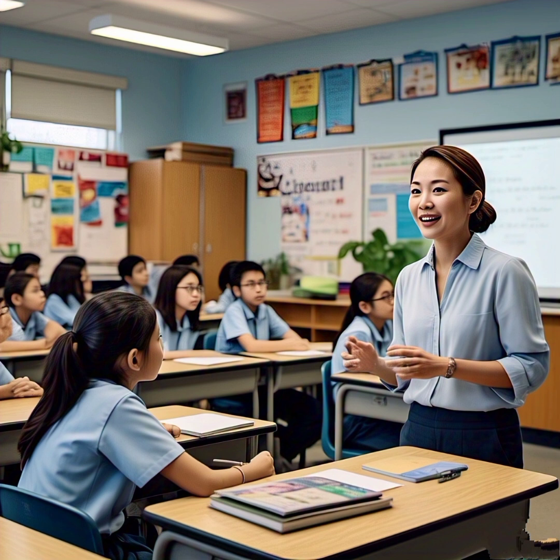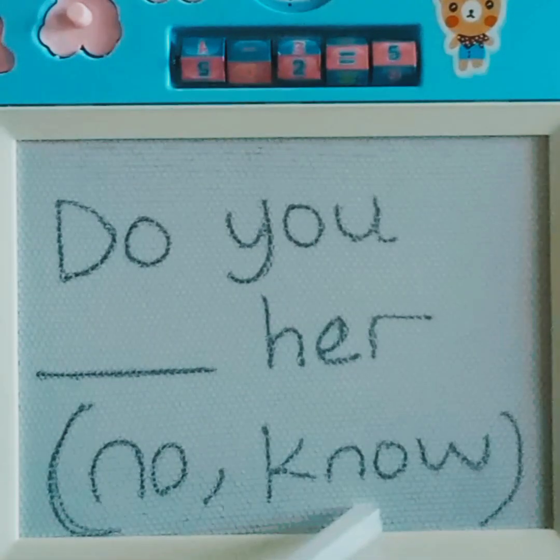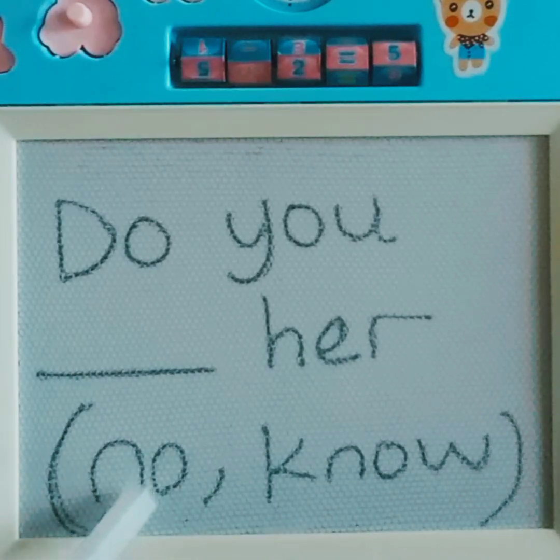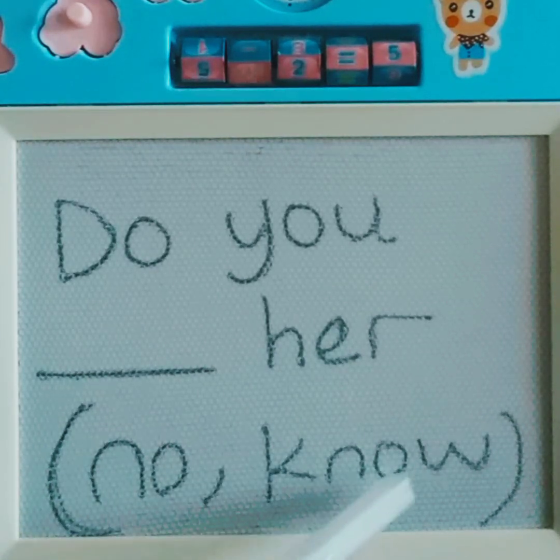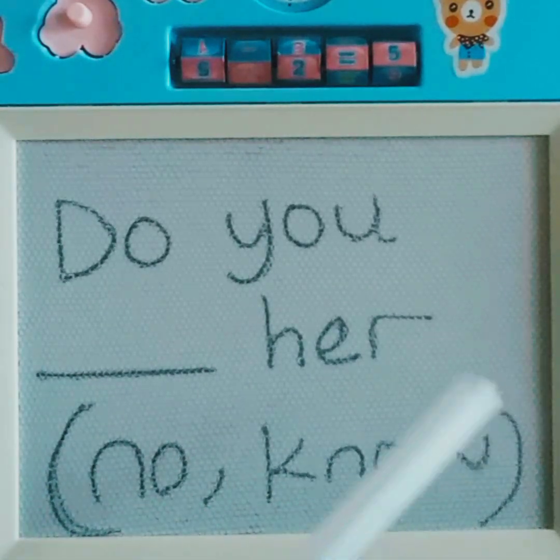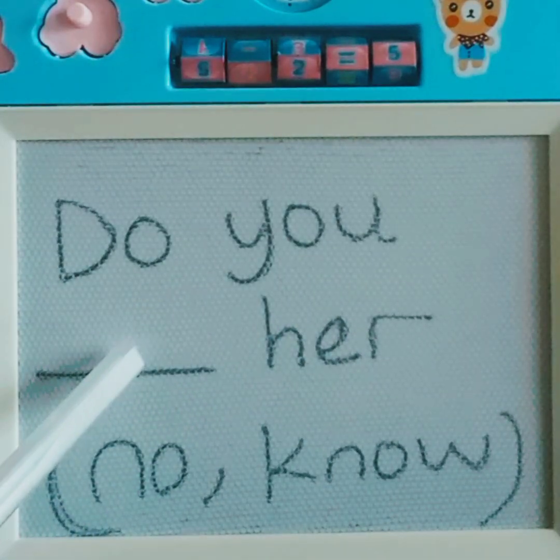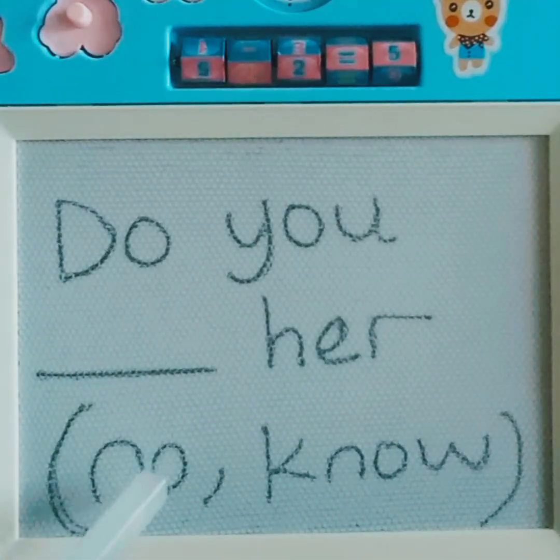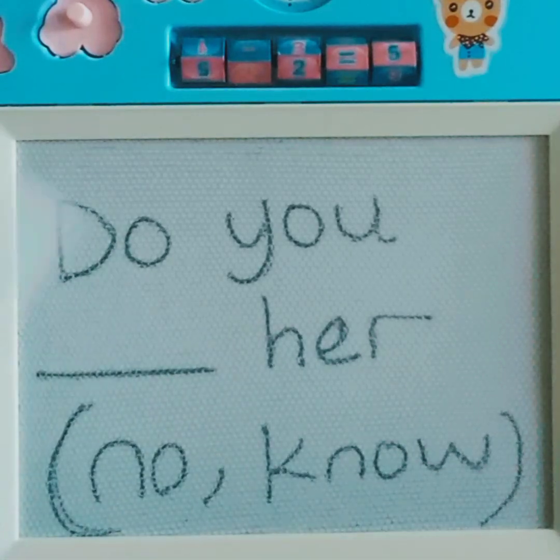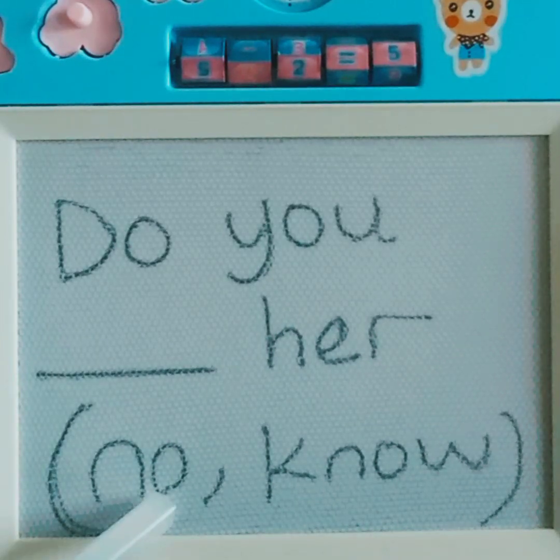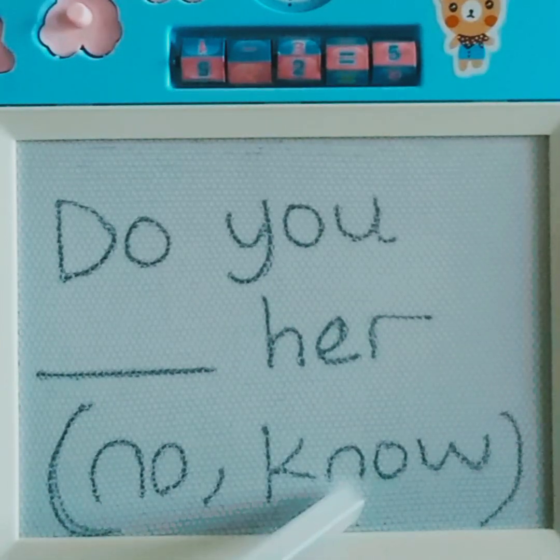So our first class work is, here we have two homophones. Can you see? N-O, no. K-N-O-W, know. Do you know her? Which of these no's should be here? You have a few seconds to give your answer. Should it be this or this?